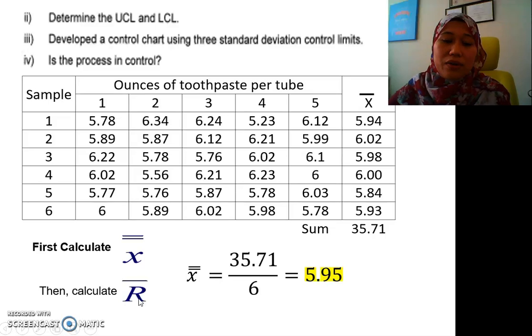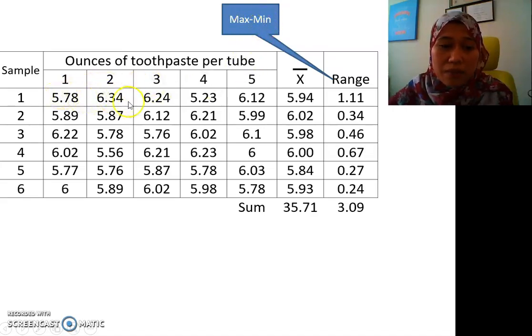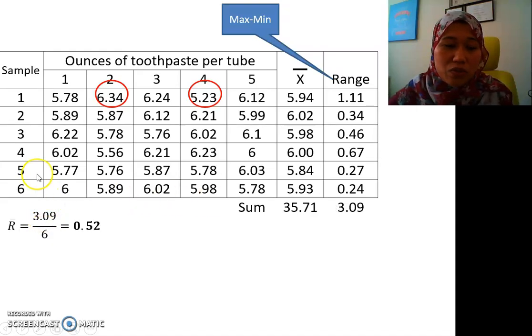Next, we need to calculate the R bar. First, what is R? R is the range, and range is maximum minus minimum. For this sample, the maximum is 6.34 and the minimum is 5.23, so we subtract to get the range, which is 1.11. We do the same for samples 2, 3, 4, 5, and 6, and then we sum all the ranges. Since we need to find the R bar, we divide 3.09 by 6 because we have 6 samples. So we get 0.52.